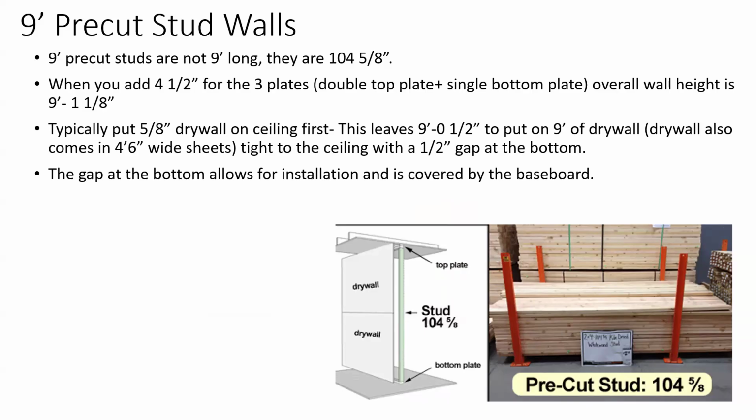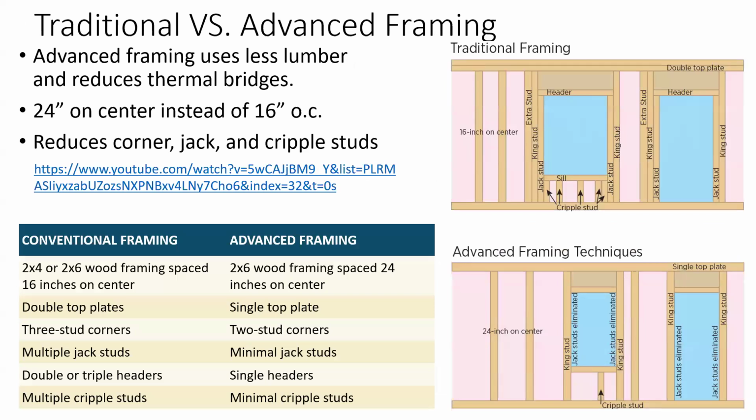Now, how does that work? Well, they make 4-foot 6-inch wide sheets of drywall, so it works the same exact way. You still have that 1/2 inch gap at the bottom. So 8-foot 1 1/8, 9-foot 1 1/8. We don't ever want to make the carpenters have to cut studs individually. We want to let them use the pre-cuts if it's at all possible.